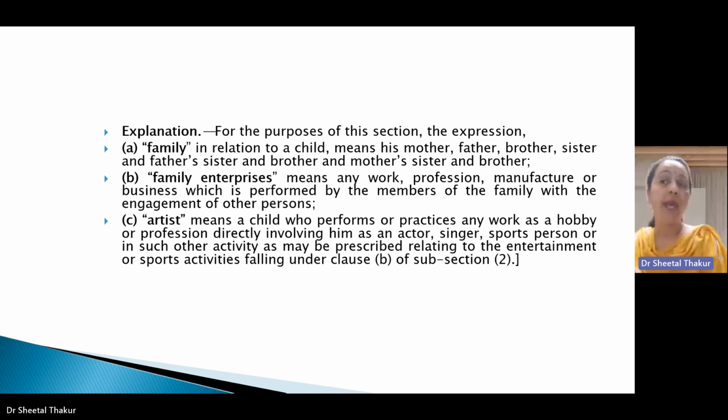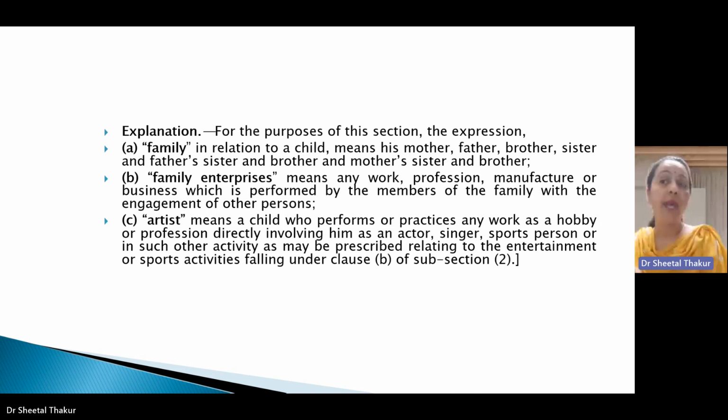Thereafter, they have also specified that weekly holidays should be given to the adolescent, a whole day in a week. So what does section 8 talk about? That every adolescent shall be allowed a holiday of a whole day in a week. That is also an important provision which has to be followed by the employer whenever he is employing an adolescent.